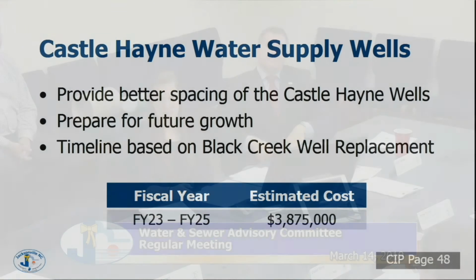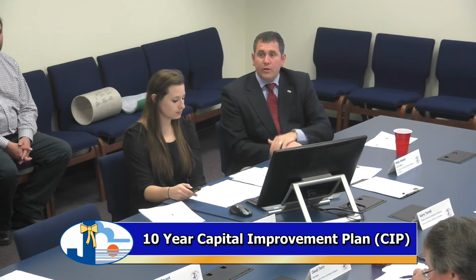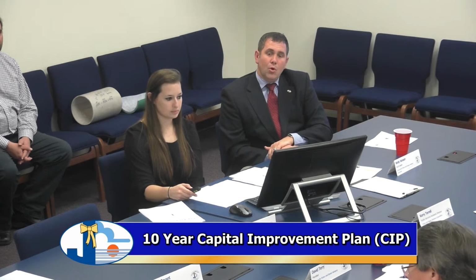On page 48, you'll see the Castle Hayne water supply wells. This is to provide better spacing, and again, to prepare for future growth. And this is based off of what we do with our Black Creek replacement wells. This is one that we may be able to slide based on growth and other demands and whether we can recapture capacity in the Black Creek.